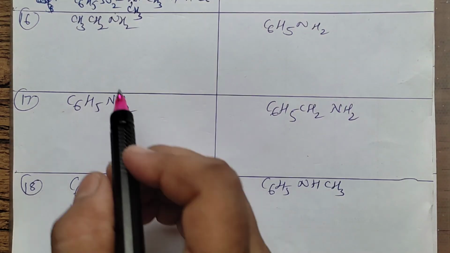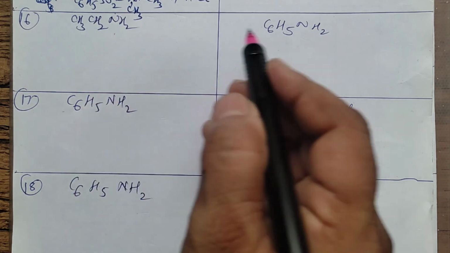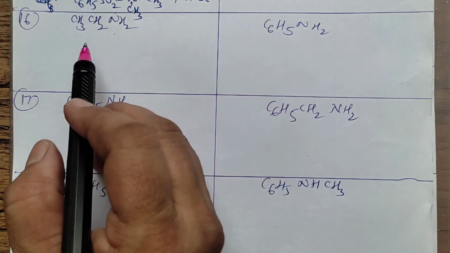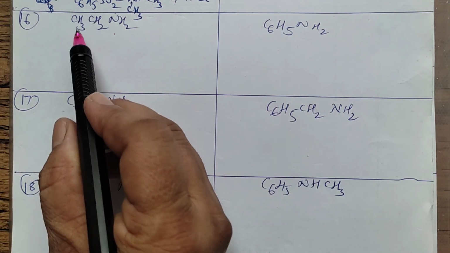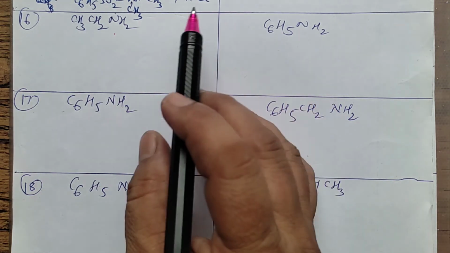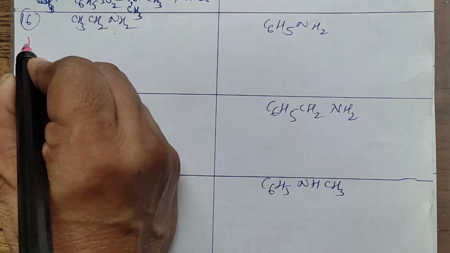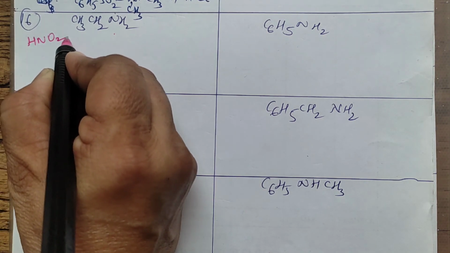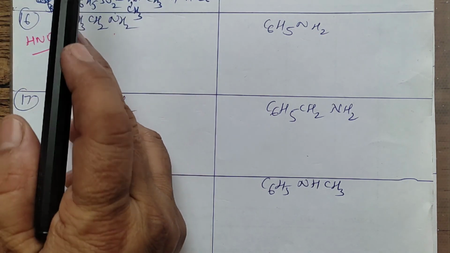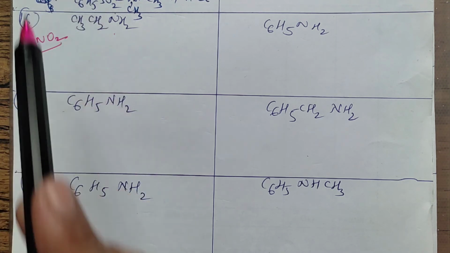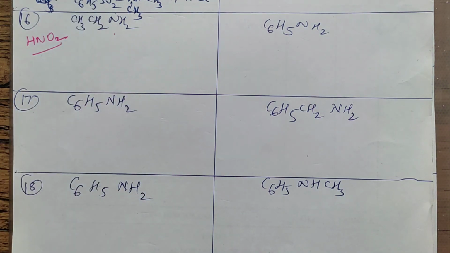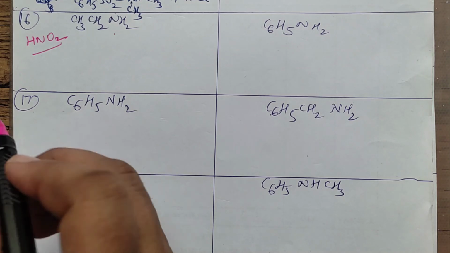Now let's move on to the next one. This is 1 degree amine. This is 1 degree, but the only difference is this one is aliphatic, this is aromatic. For aliphatic and aromatic primary amines, you always prefer HNO2. So omit what I told you earlier, that for 1 degree you will go for Hinsberg or carbylamine. If it is aliphatic and aromatic, then you go for this one.